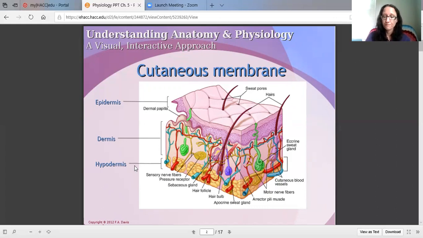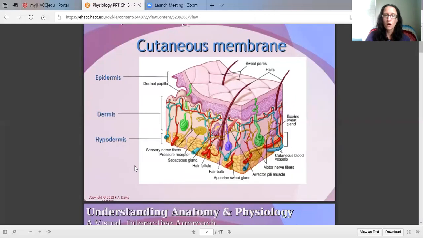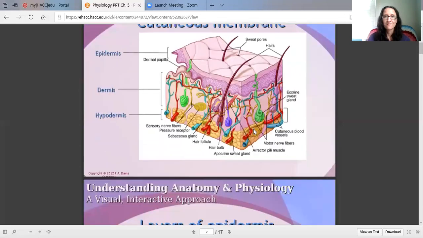Now, we're going to move on because we'll talk about all of the individual structures here when we talk about the glands of the skin. So this is a membrane, but it's also a system because of all of the different pieces here that are working together. Oops, wrong way.